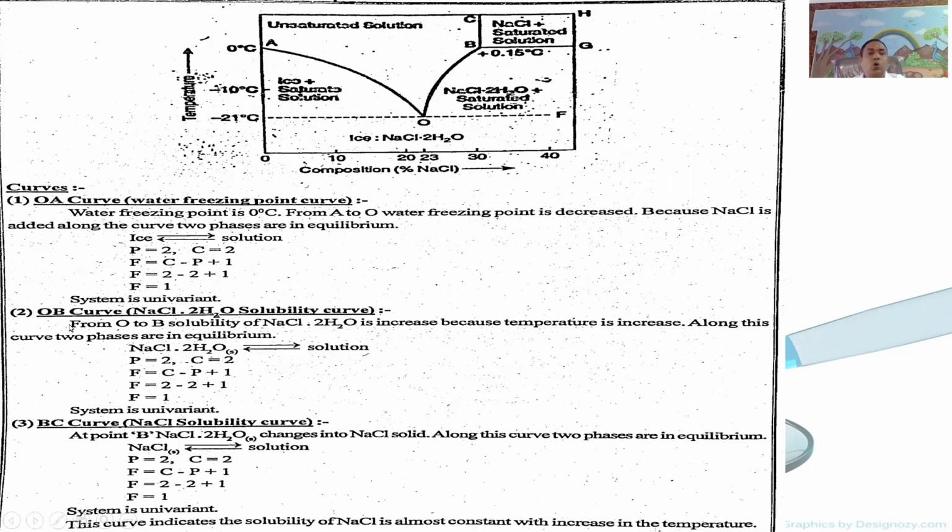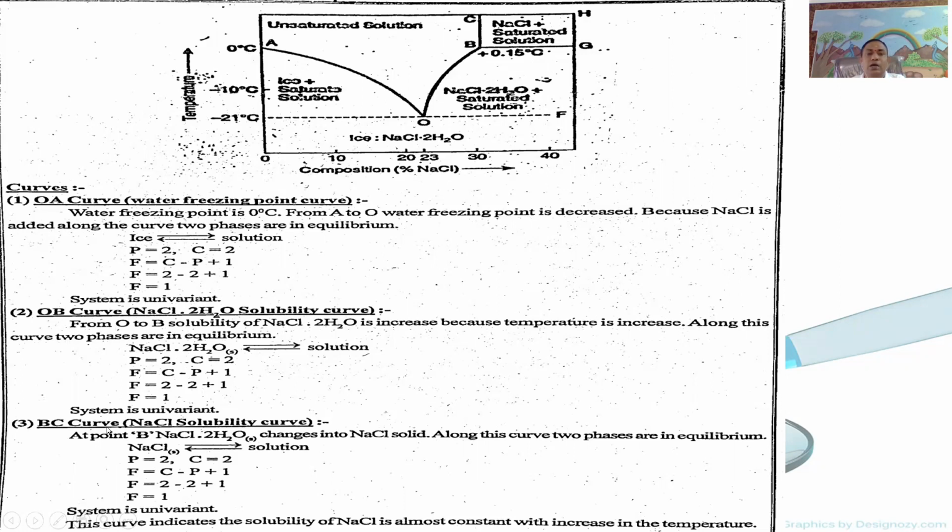Next, OB curve, that is the sodium chloride water solubility curve. From O to B, solubility of sodium chloride increases because temperature increases. Along this curve, two phases are in equilibrium. The number of degrees of freedom required is F equal to C minus P plus 1, whereas F equal to 2 minus 2 plus 1, F equal to 1. It is called a univariant system.